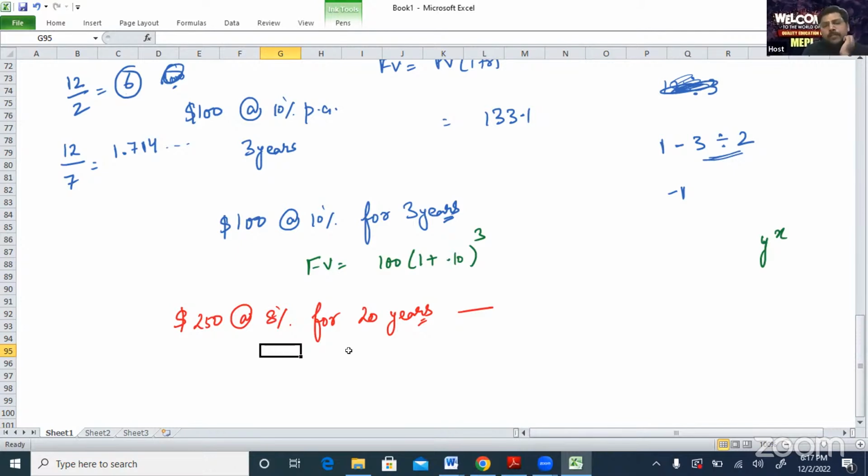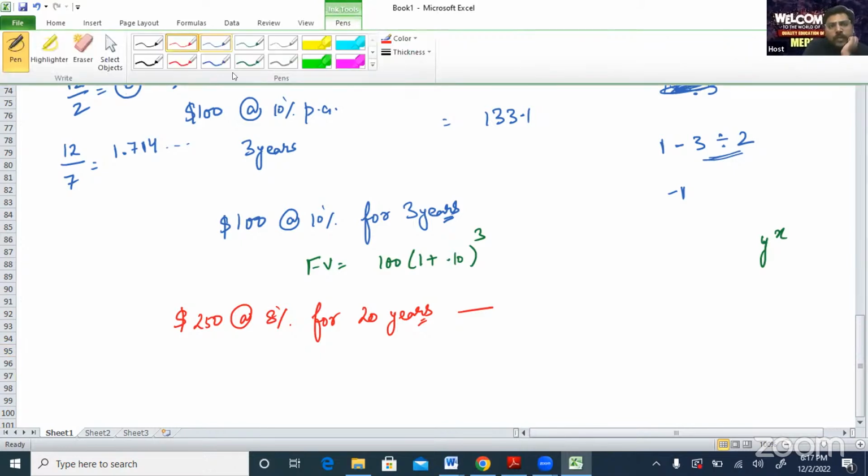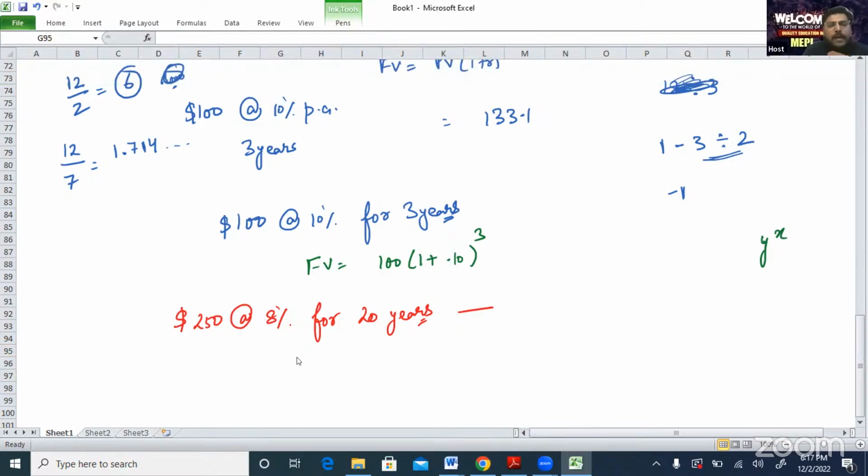Let me see again, what is my equation? My equation is 250 into 1 plus 8%. Again, this is a common mistake made by participants, that we write 8% as 0.8 instead of 0.08. It happens. Raised to the power 20.